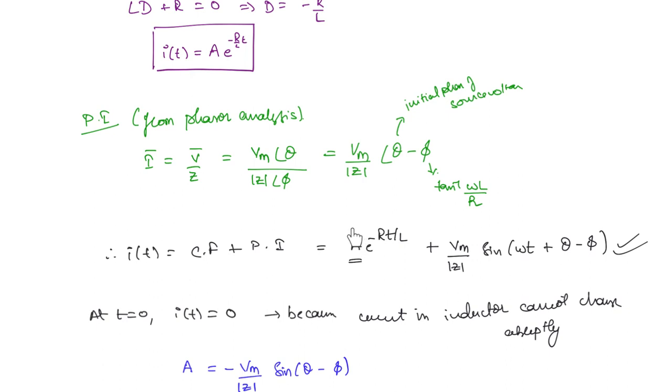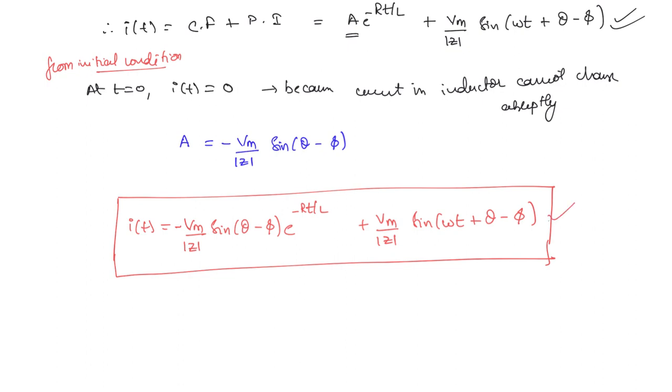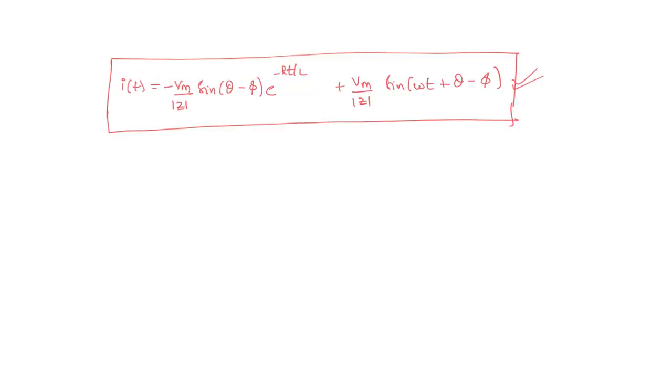What is left to find out? The arbitrary constant. For that we took the initial condition, and from the initial condition we found the arbitrary constant. That is how we ended up with the final expression for the current in the AC RL circuit. Till now we have not talked about the transients. Now we will talk about the transient: how to get a transient free response.